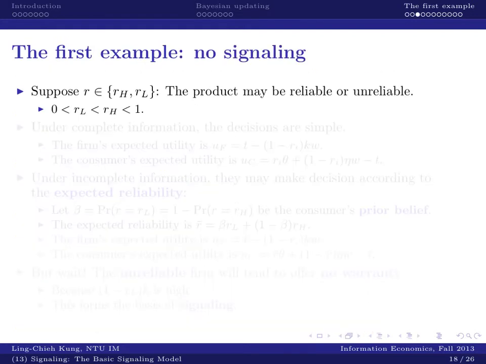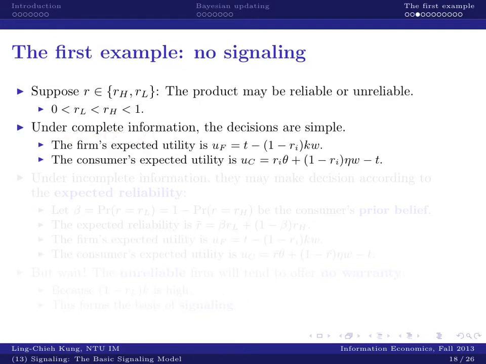The product may be either good or bad, reliable or unreliable. So we assume that R may be either RL or RH, and we assume that RH is higher, so that if the product is of a higher reliability, that means it is more likely for the product to be functional.